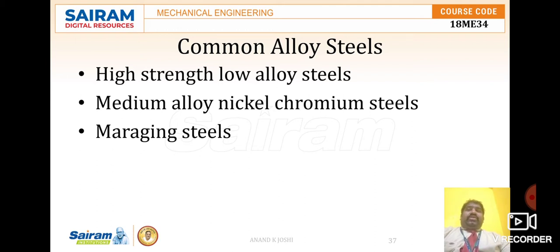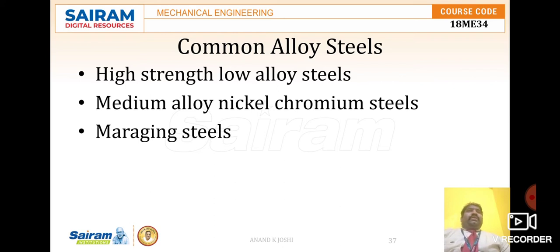These are some of the alloying elements taken, and the high strength of this material is achieved not by adding carbon but by the addition of manganese, niobium, and vanadium. These are the suitable proportions instead of carbon. The next one is medium alloy nickel chromium steels.